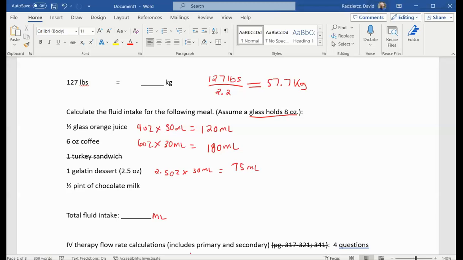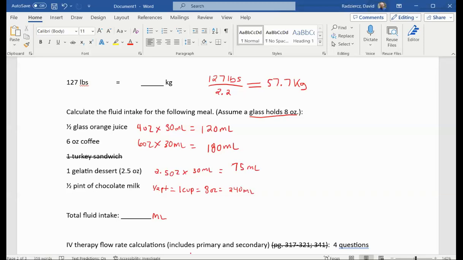All right. So a pint. 1 pint is equal to 2 cups. So half a pint is just 1 cup. I'm just going to write this out just so you can see. So half pint equals 1 cup, which equals 8 ounces, which equals 240 milliliters.